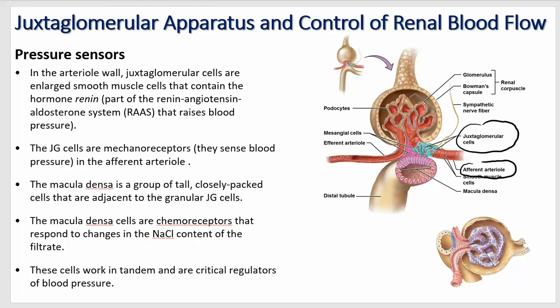Okay. So in the arterial wall, juxtaglomerular cells are enlarged smooth muscle cells that contain the hormone renin. Remember when we talked about renin, which turns angiotensinogen into angiotensin 1. So renin is contained in those, so they can activate the RAA system to increase blood pressure, but they are mechanoreceptors, so they are detecting the stretch. Okay, so they sense that blood pressure and they say, okay, there's a lot of blood.